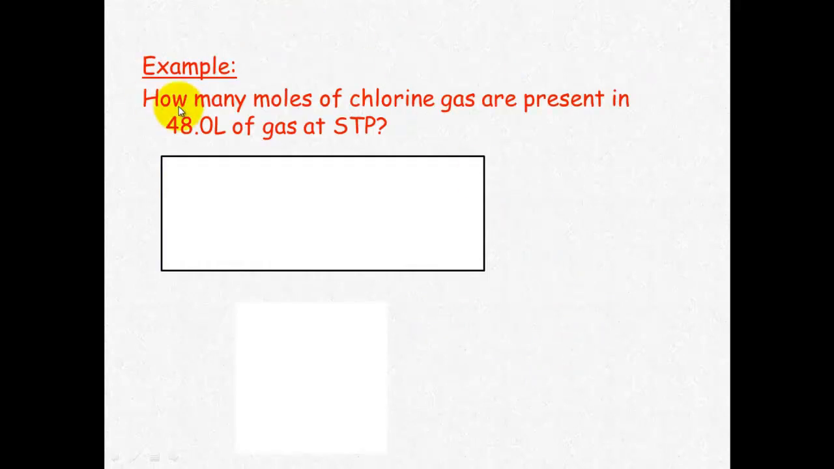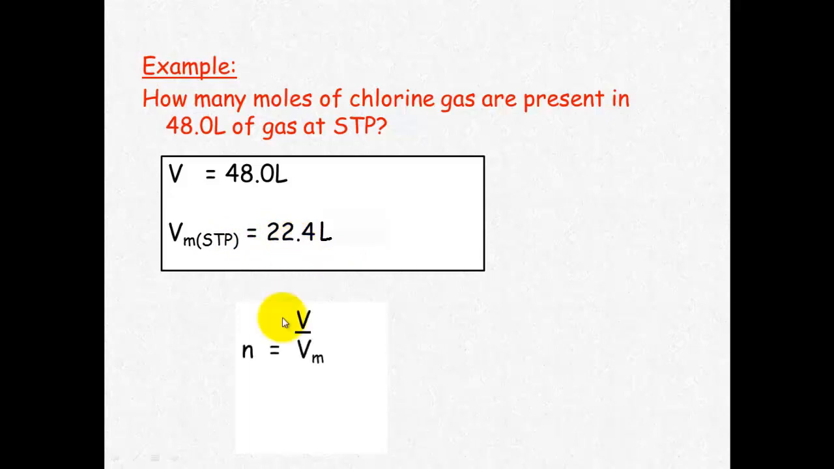Okay, here's an example question. How many moles of chlorine gas are present in 48.0 litres of gas at STP? First thing we need to do is write down what we know. So we know that volume is 48 litres. Volume at STP is 22.4. 1 mole of any gas at STP will take up a volume of 22.4 litres. We plug them into the formula, n equals V on Vm, so we get 48.0 divided by 22.4, and we get an answer of 2.14 mole.